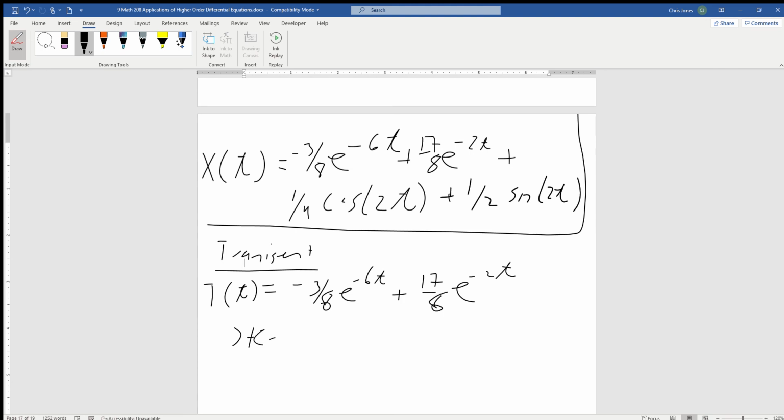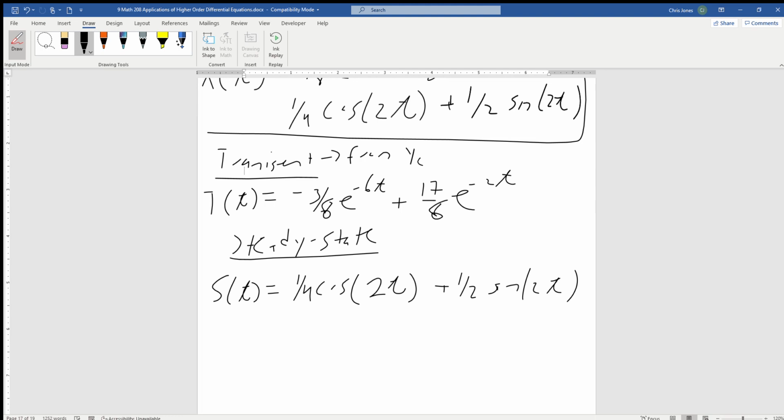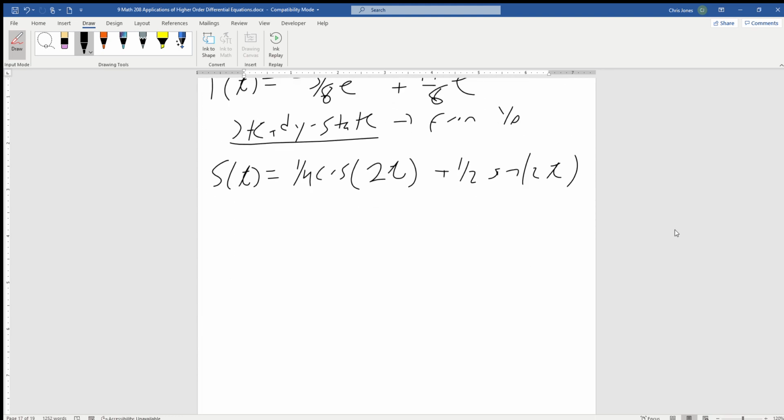And the steady state is going to be 1/4 cos 2t. So I'm going to call this s at t. So that's 1/4 cos 2t plus 1/2 sine 2t. Right? And the transient again is the part that comes from the general solution from yc. Remember, eventually that's going to go away. The steady state is from yp, and eventually that's going to govern the equation of motion.